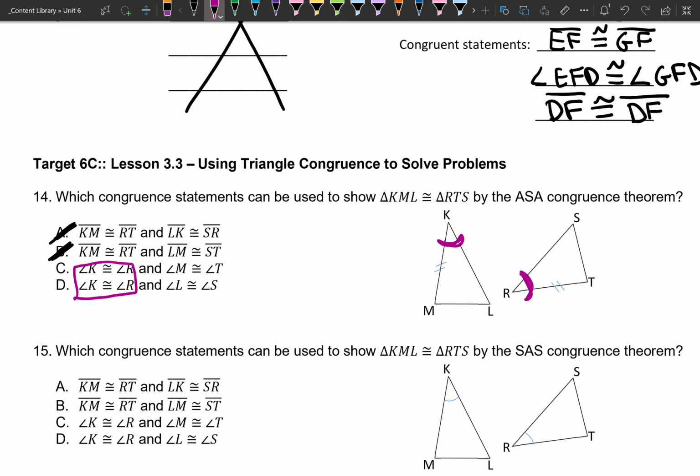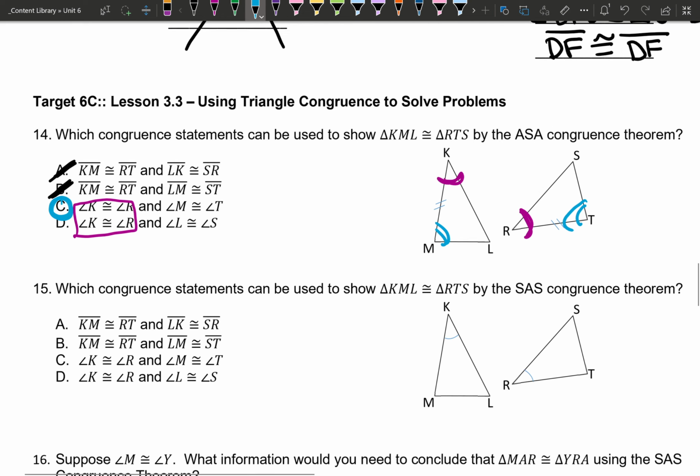Before I even check my options, I'm going to mark the correct angle on the triangles that I need to make this angle side angle, and then we'll see which option helps, or is correct, I mean. In this triangle, I need angle M, and in this one, I need angle T. Looks like our answer is letter C.